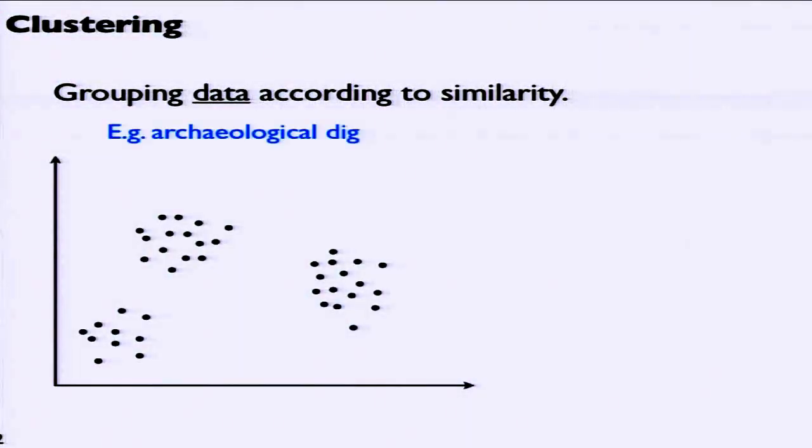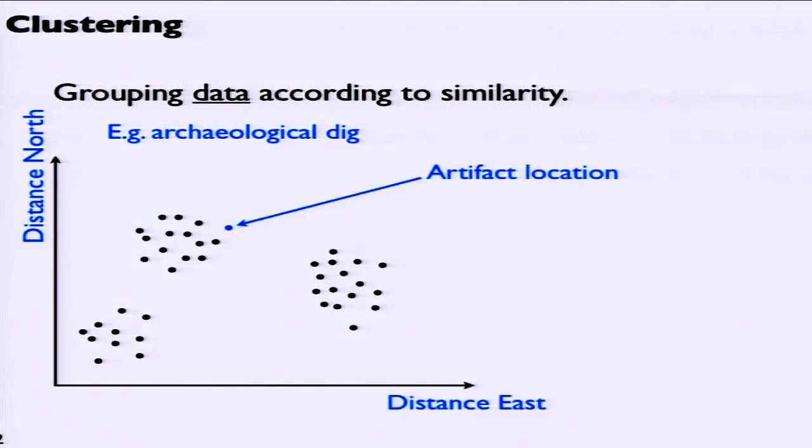For data, we might have this sort of cartoon example. We have an archaeological dig, maybe. And each of our data points is some sort of archaeological artifact. And our features are the distances east and north, maybe, of some base station. So what's a similarity that we might have? Well, a very natural similarity in this case is to say that two artifacts that are close are similar, and two artifacts that are far away are dissimilar.